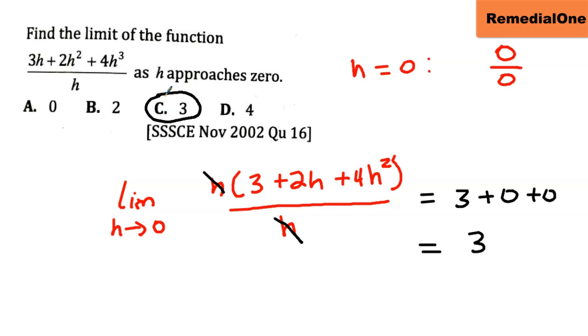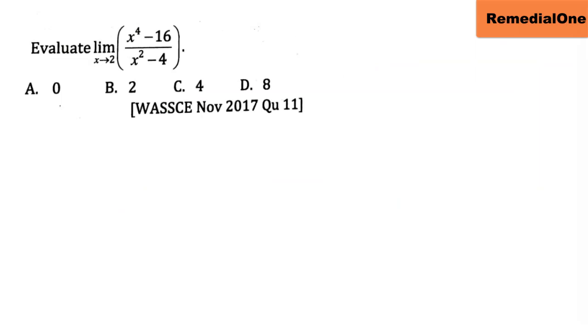So anytime you plug in the limit and you get, say, undefined or 0, then you have to simplify and then plug it in and get your answer. So you have to also know the difference of 2 squares and all that.